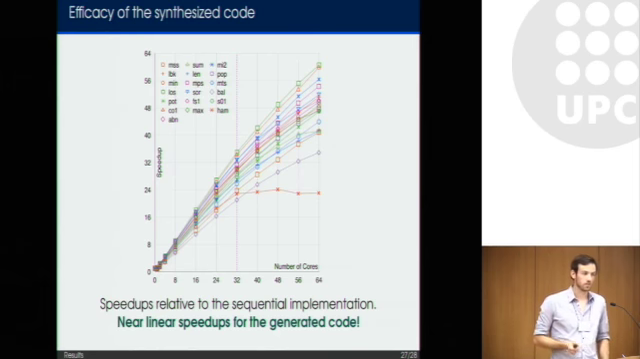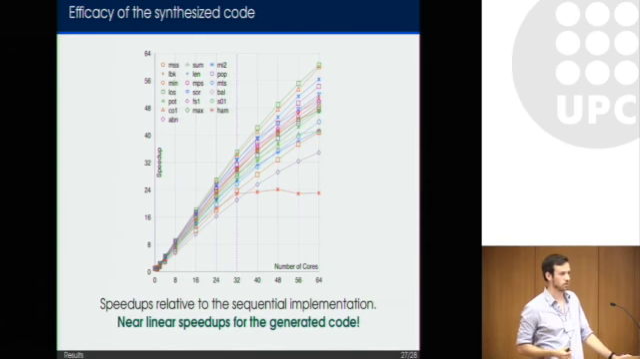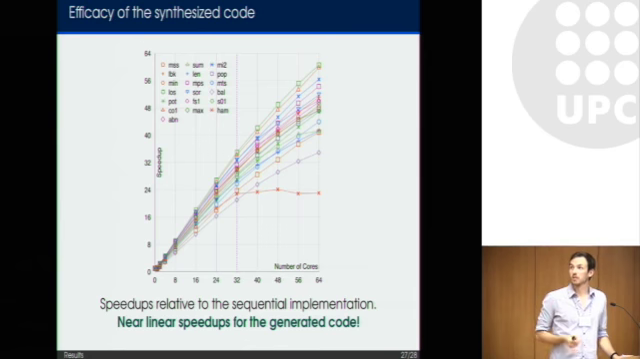We also evaluated the efficacy of the synthesized code. Using the TBB implementation we generate automatically, we had linear speedup up to 32 cores in all the cases, but we know that TBB has some problems when we have more than 32 cores. So that's why the Hamming example has a weird speedup after 32 cores.